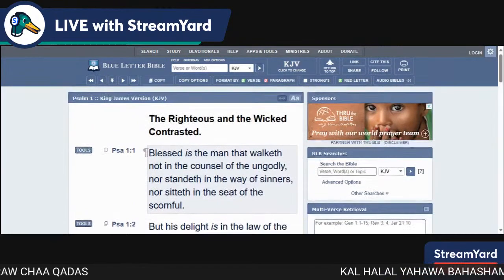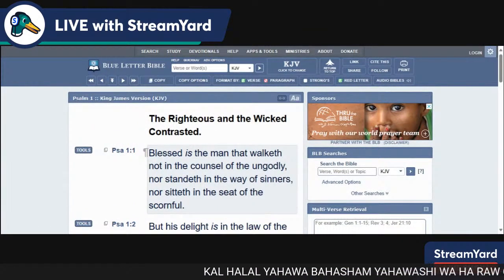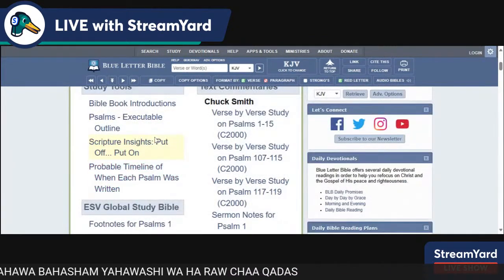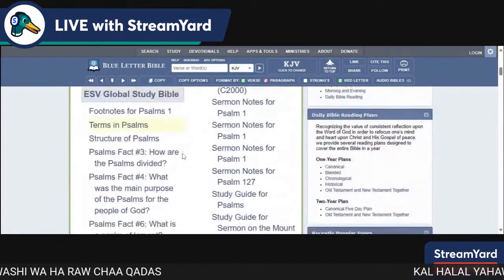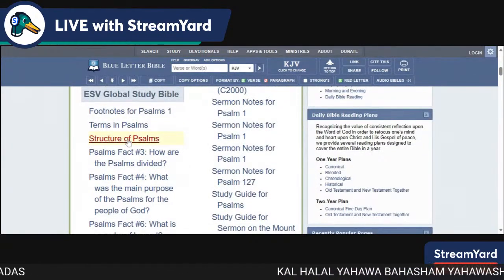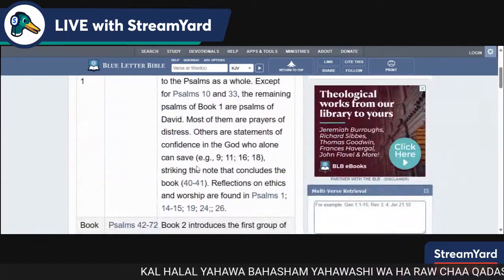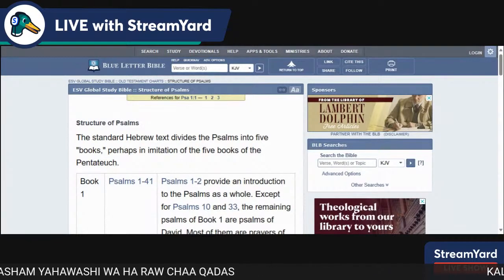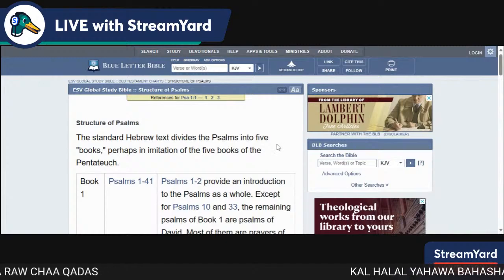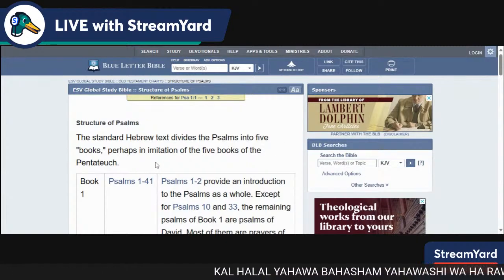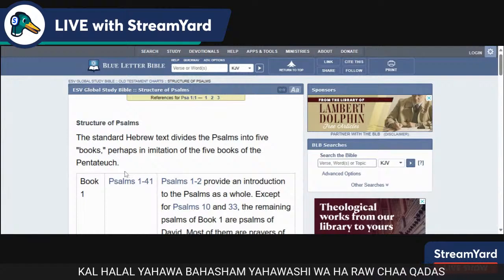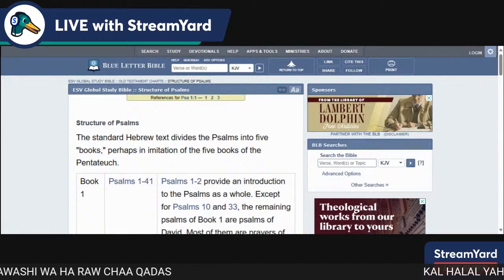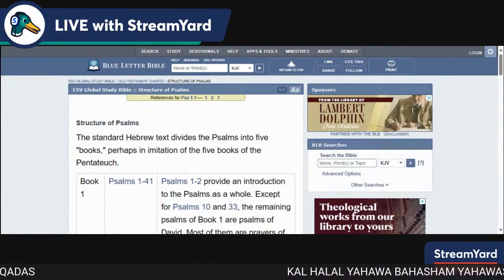All right, so let's start. Right now we're in Psalms 1, but let's get some more history of Psalms and go through the structure of Psalms. As you can see, the standard Hebrew text divides the Psalms into 5 books, perhaps in imitation of the 5 books of the Pentateuch. Just ignore that.